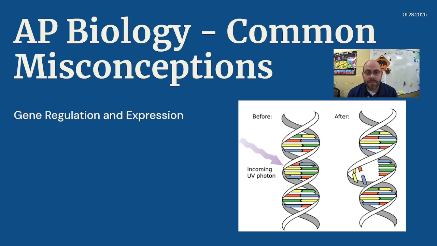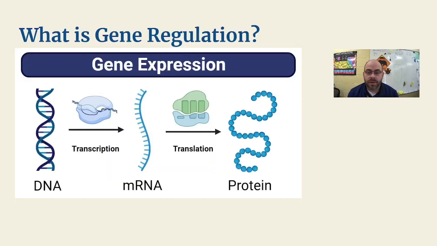So let's talk about gene regulation and expression. What is gene regulation and expression? Well, gene expression is when a protein is made. We've talked about that. We have DNA. DNA codes for proteins. How does it do that? Well, it's transcribed into an RNA, and that RNA is then translated into a polypeptide or a protein, which is a string of amino acids.